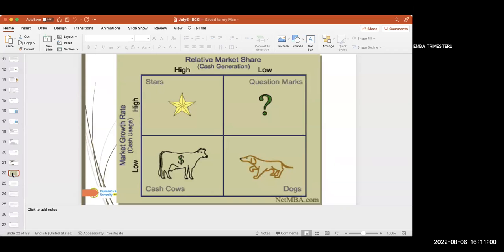Now let's start looking at products. A product which has high market share and high market growth is called a star. Any company has such products. For example, Reliance's Jio is a star because they have a high relative market share and lots of people are subscribing to Jio. The market is growing. People are buying left, right, and center. They have been buying the Jio services, and in that they have a huge market share.